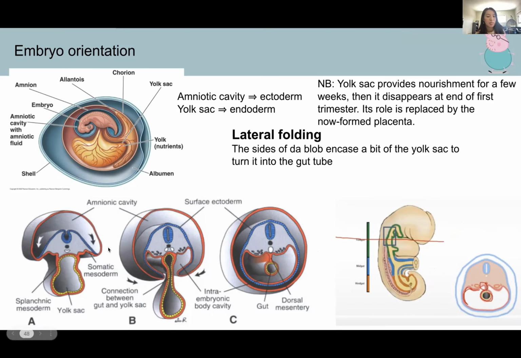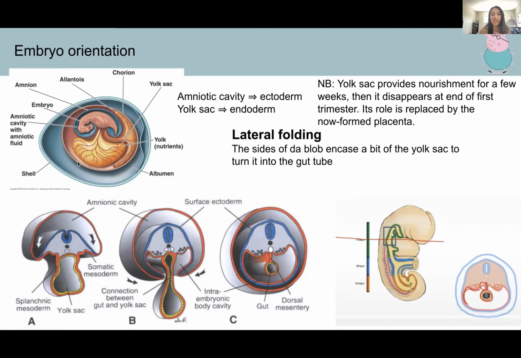So basically what happens is lateral folding. Think of it like your sides are folding down, and what happens is it engulfs a little bit of what was the yolk sac to form the gut tube. Okay, so the sides of the blob encase a bit of the yolk sac to turn it in. Yeah, that's exactly what I just said. Okay, cool.